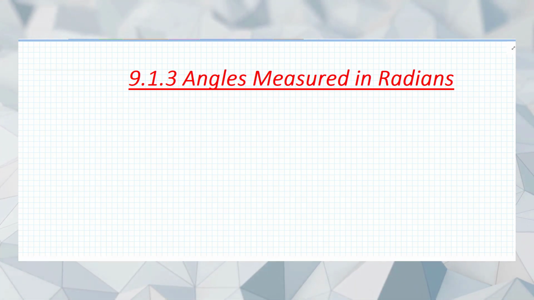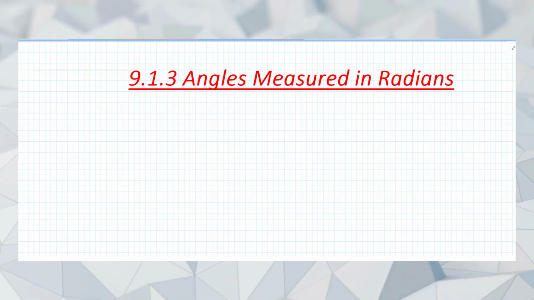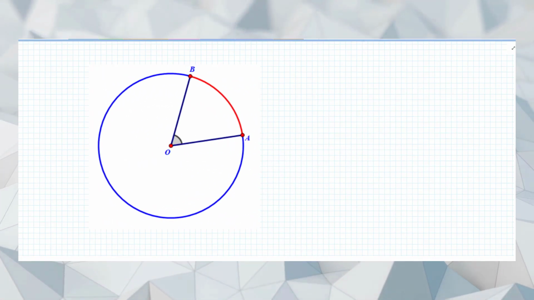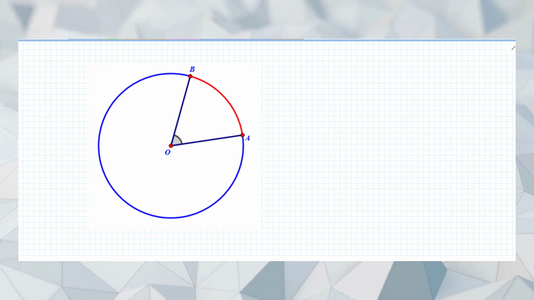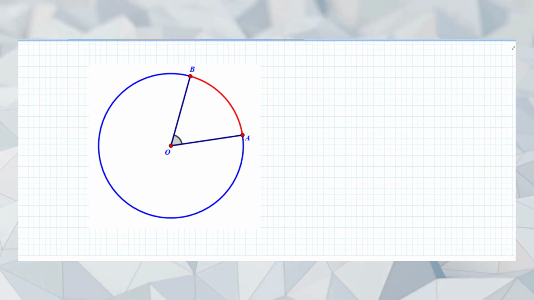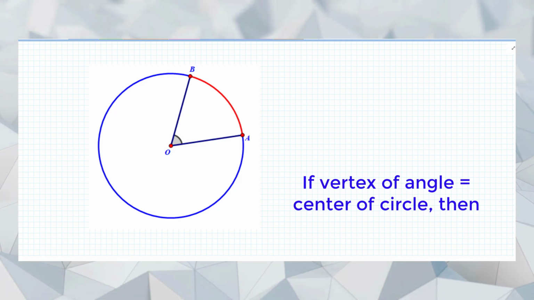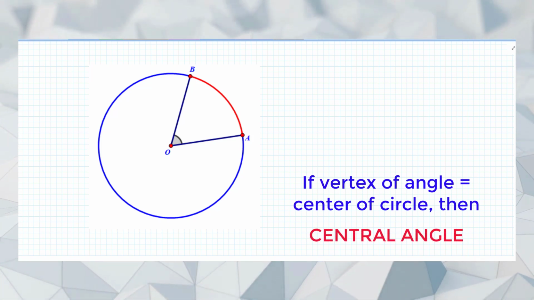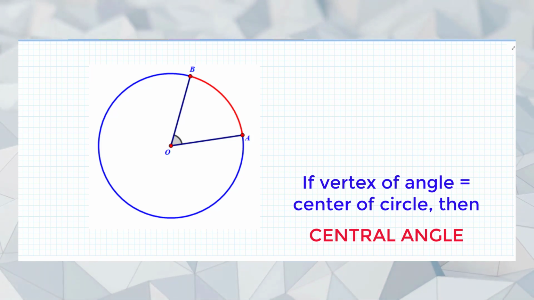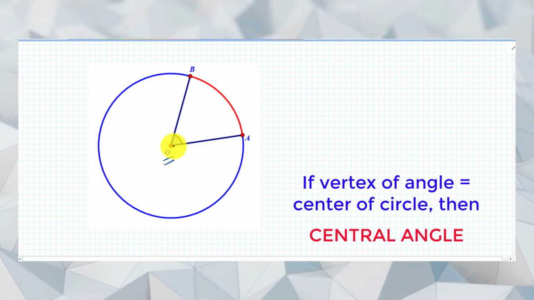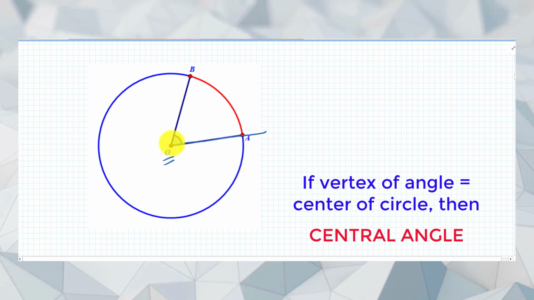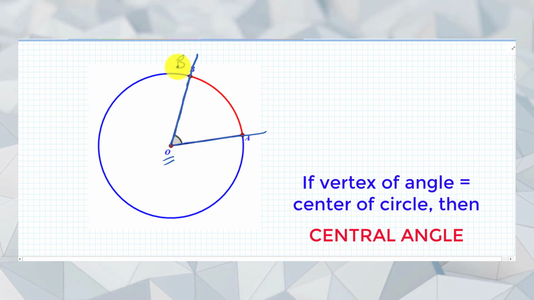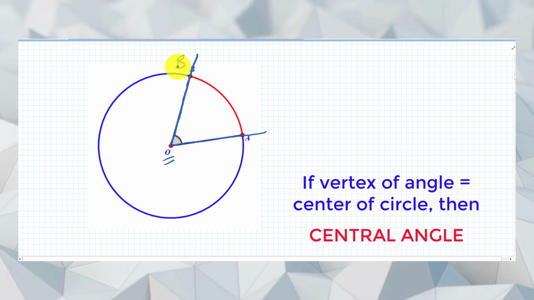Let's quickly recall some geometrical terminology about angles and circles. Given an angle and a circle, if the vertex of the angle is at the center of the circle, the angle is called a central angle. For example, here we have a circle with center O, and we have an angle AOB whose vertex is also O. Therefore, this angle is called a central angle.